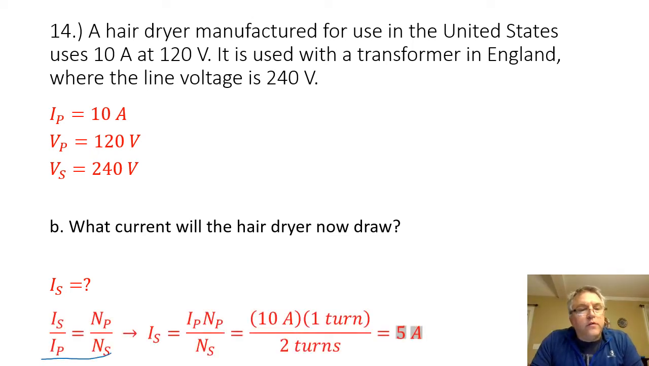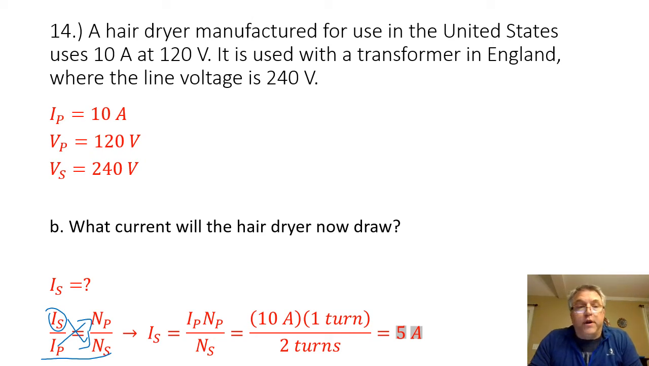So we're going to use this formula for the current, looking at the ratio between the current and the number of turns. Again, cross multiplying and solving for the secondary current, I'm going to get the secondary current equals the primary current times the primary number of coils divided by the secondary number of coils. And I know that it's a 2:1 ratio of primary to secondary coils. So for my primary coils, I'm going to put 1 turn. For my secondary coils, I'm going to put 2 turns. And when I do that math, I'm going to get a secondary current of 5 amps, which makes sense.